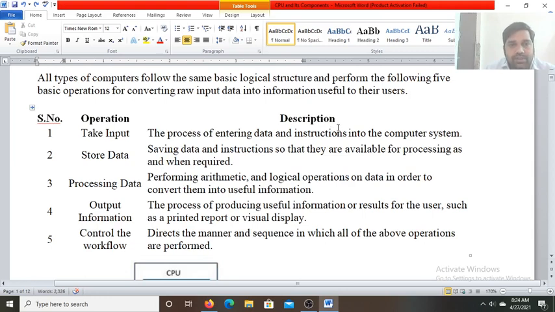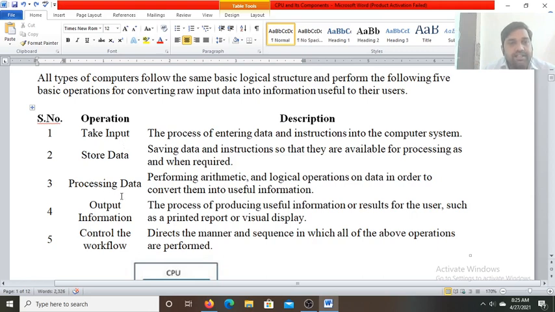So all the computers take the input. They are taking the input with the help of the input devices. The process of entering data and instructions into the computer system is called the input. Now they store the data. Store the data means they save the data and instructions so that they are available for processing when required. So CPU takes the input and stores the data.